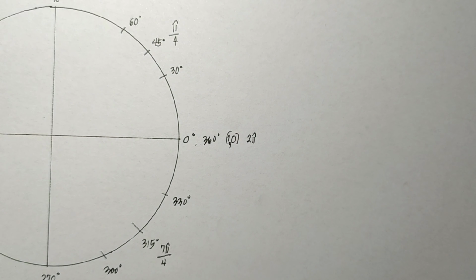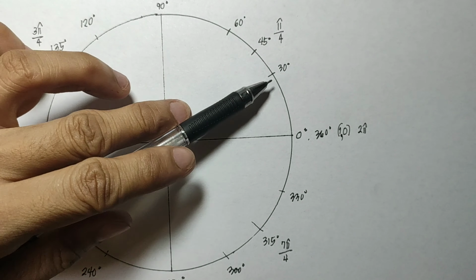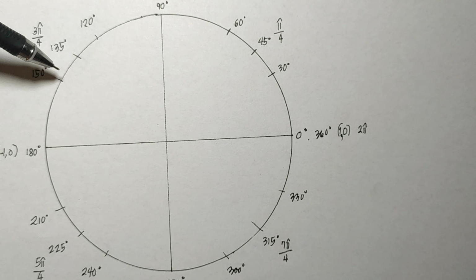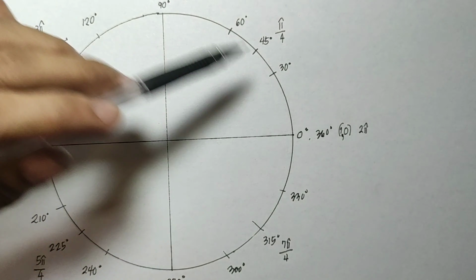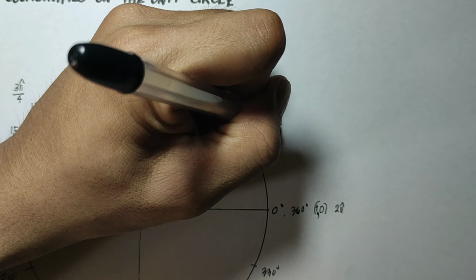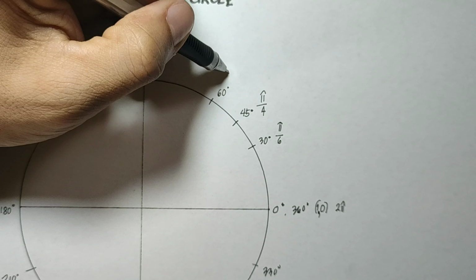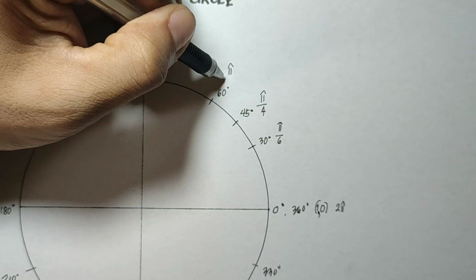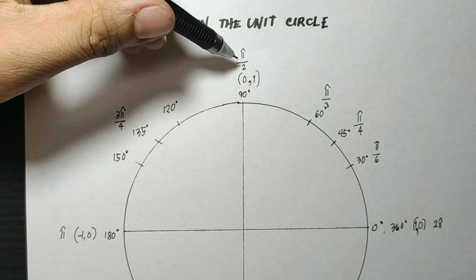Okay, next. Here we have 30, 60, 90, 120, 150, and 180. Isn't that by 6? So, over 6. Pi over 6. 2 pi over 6 or pi over 3. 3 pi over 6, pi over 2.